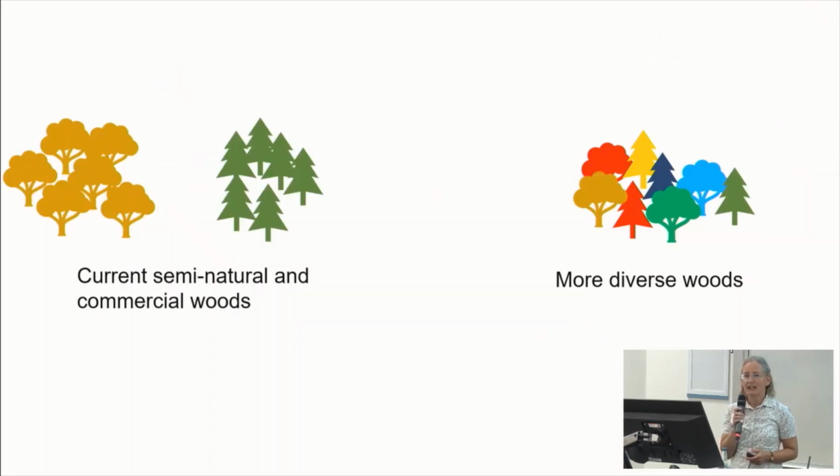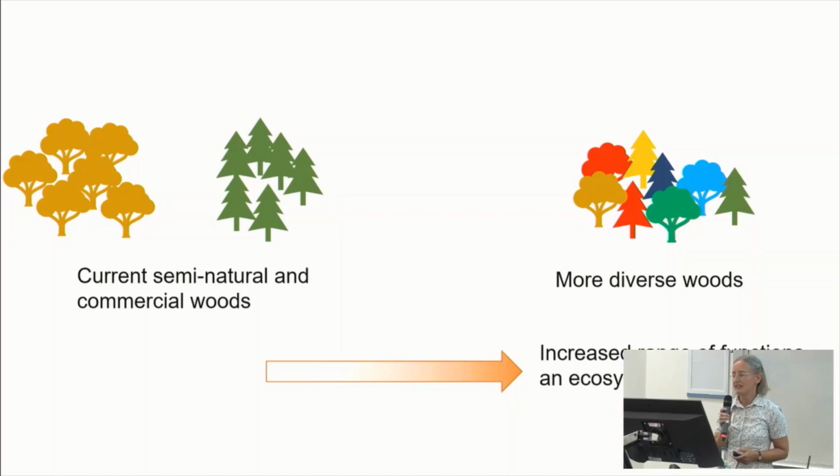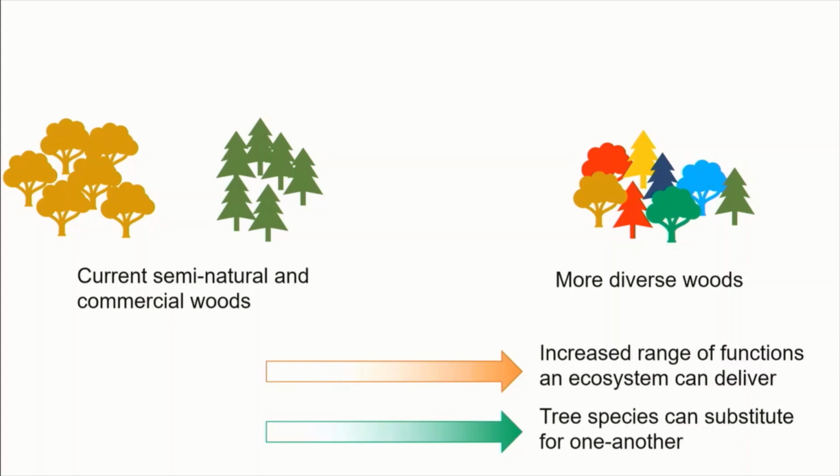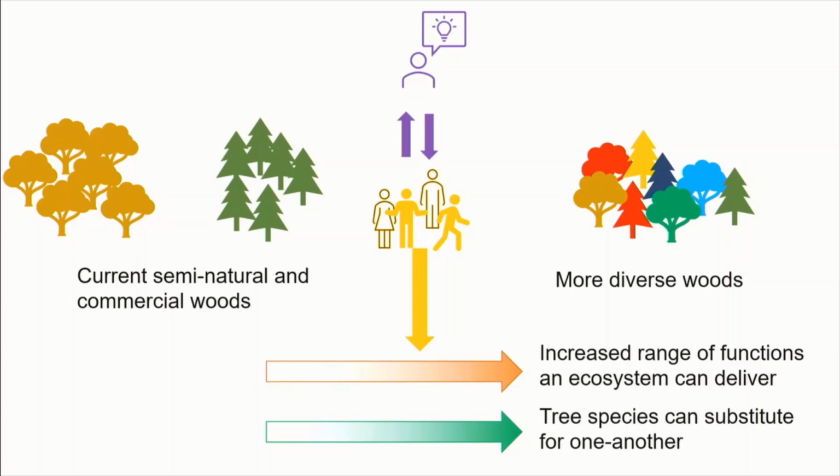So DiversiTree is all about how you move from woodlands that are dominated by a few tree species to a more diverse woodland. And why are more diverse woodlands potentially more resilient? Well, there's many ecological reasons, but one of them might be that they can deliver a greater range of functions. In addition, in a more diverse woodland, tree species might be able to substitute for one another. People are critical to making this transition, and we need to not only understand what people's attitudes are about diversity, but provide them with that knowledge so that they can make that transition.